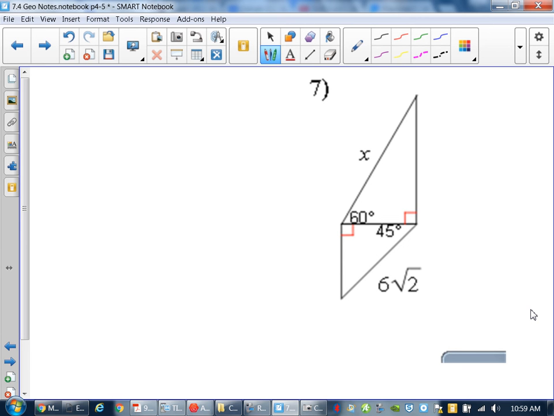So let's try one more of these, and I'll give you guys a couple to work on. Again, we have a mixture of the two. We have the 30, 60, 90, and then a 45, 45, 90. We start with knowing that we have a 6 root 2 opposite a 90-degree angle in a 45, 45, 90.